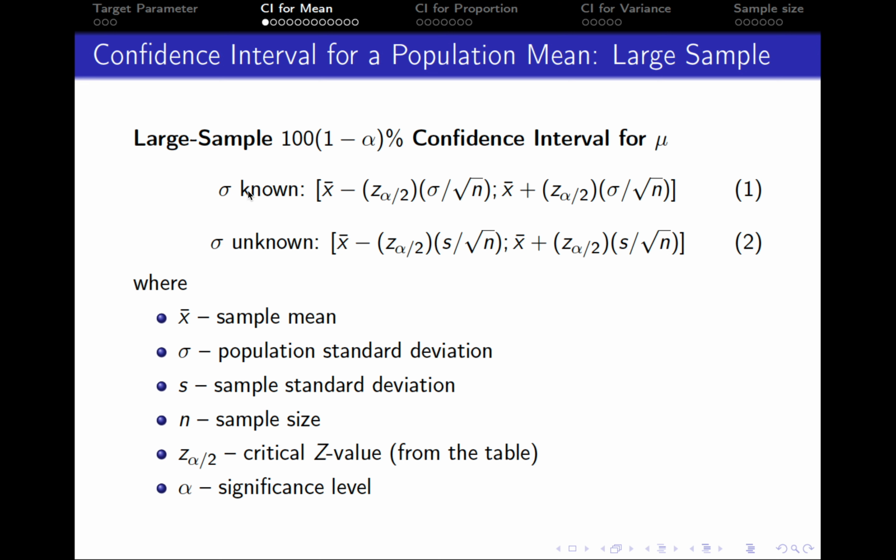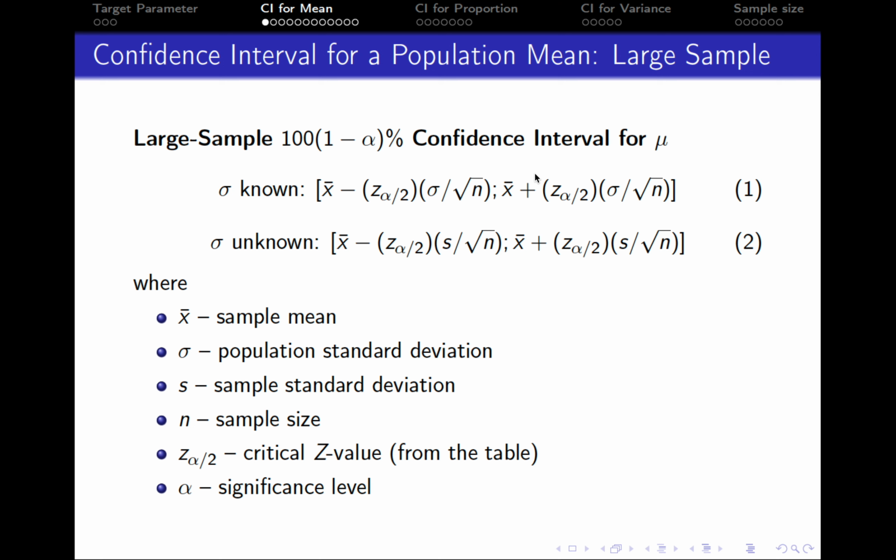In case sigma is known, we get the following interval. x with the bar, which is nothing else but the sample mean, minus z alpha over 2, which will be the critical z-score for the given alpha over 2 level of significance, which I will come back to in a second. Sigma, the population standard deviation, divided by the square root of the sample size. This is the lower boundary, and the upper boundary is constructed in the same way, just instead of a minus, we put a plus.